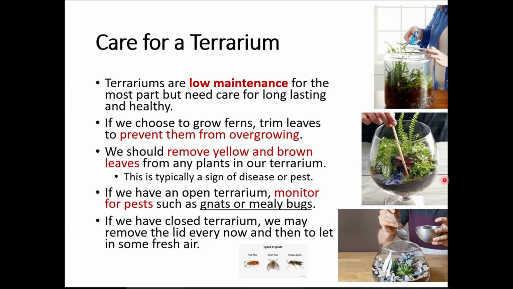These bugs attack the plants, absorb the sap, and the leaves turn from green to yellow and brown. In those cases you can remove them, otherwise the disease will spread to other plants also. You can trim them, or completely remove that plant and replace it with another plant. If it is a closed jar, you can remove the lid and keep it open for some time for fresh air. If it is open, there is no need to worry about that.